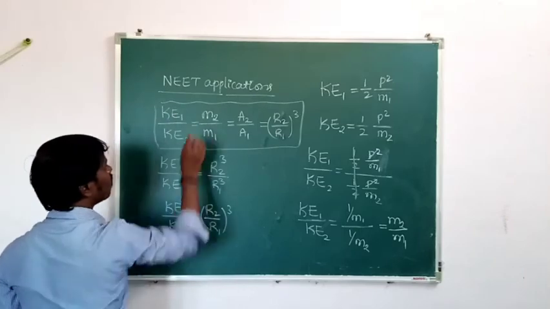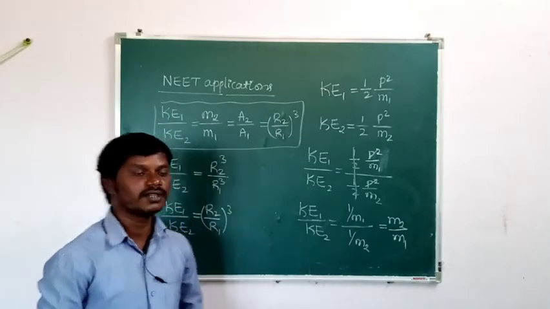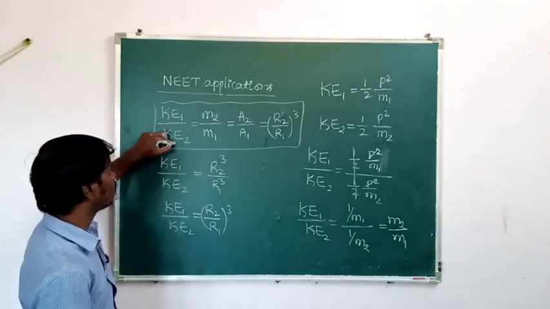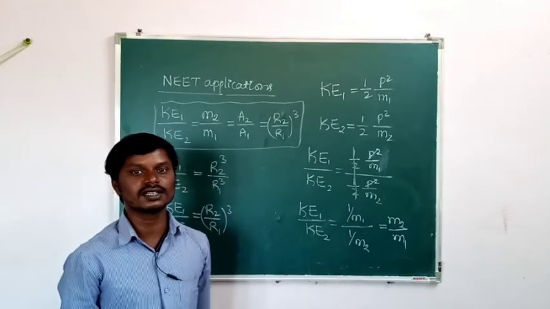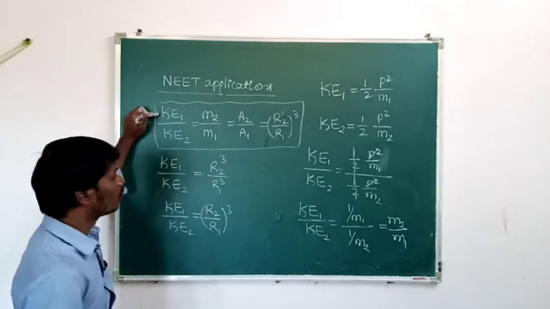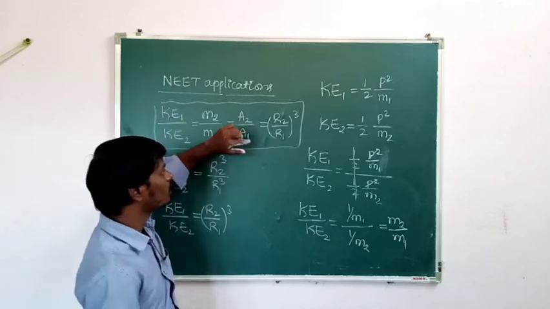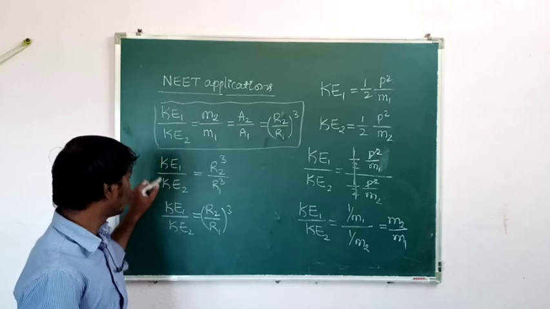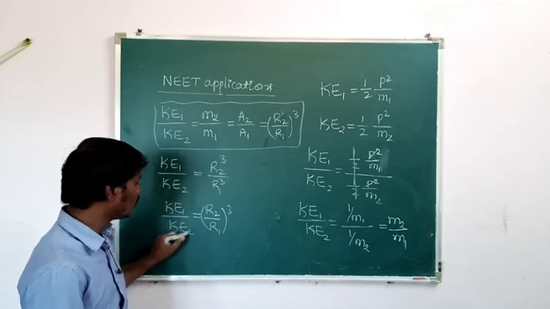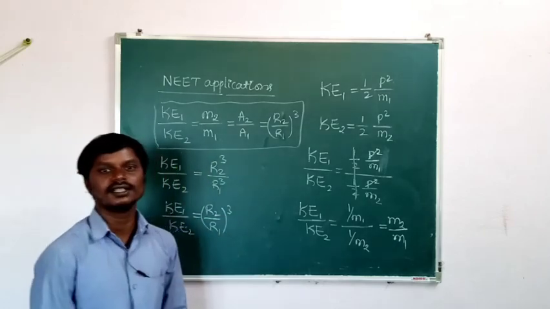If the masses are given, to find the ratio of kinetic energies of two lighter nuclei, we are going to use this formula, Ke1 divided by Ke2 is equal to M2 by M1. If the mass numbers are given, then how to find the ratio of kinetic energies? Ke1 divided by Ke2 is equal to A2 by A1. If the radii are given, we are going to use the formula Ke1 divided by Ke2 is equal to R2 by R1 whole cube. Okay, this is the second NEET application.